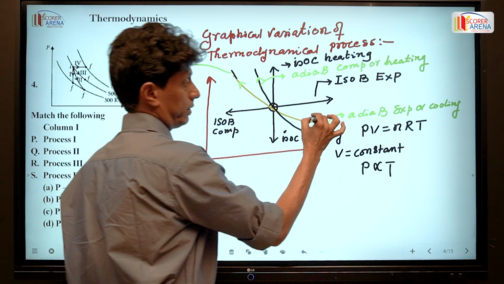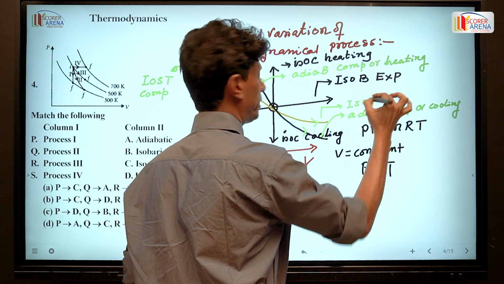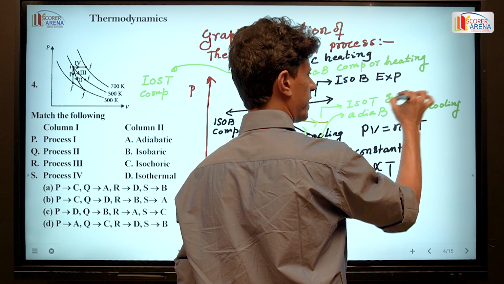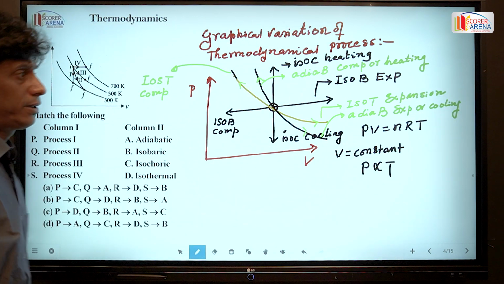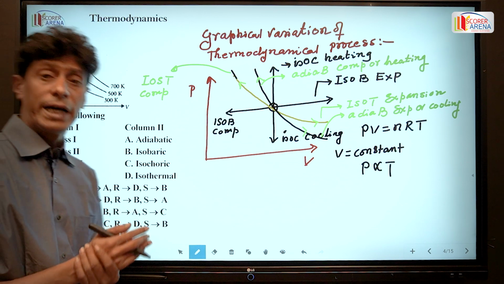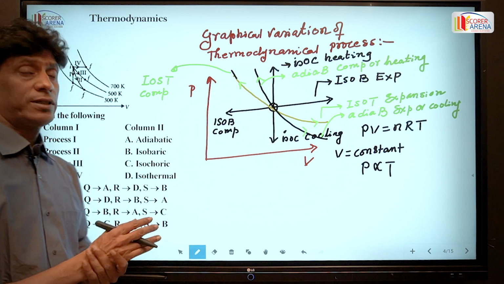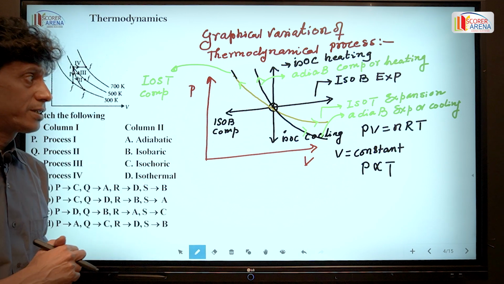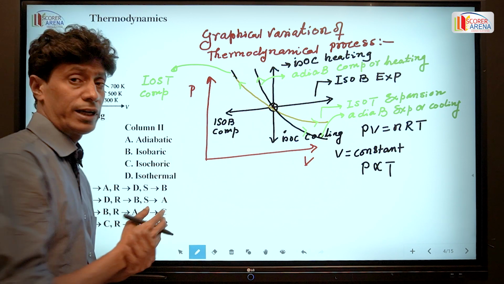And this arrowhead represents iso-T expansion. So this is the graph representing the thermodynamical process, P versus V under 4 processes: isobaric process, isochoric process, adiabatic process, and isothermal process. In these 4 processes, the thermodynamical variable changes take place. V is taken along the x-axis here and P along the y-axis here.